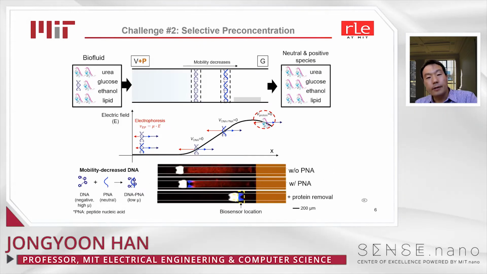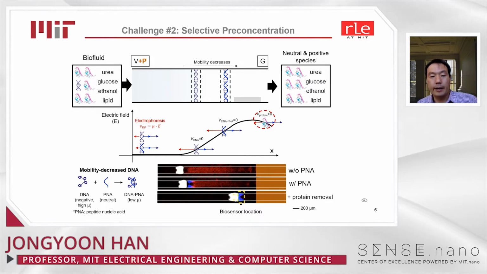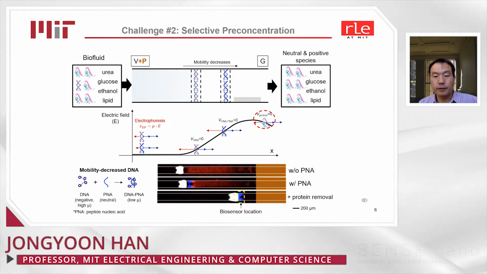The second challenge we were facing is that the typical biofluid we are talking about is really complicated. Not only do you have a target biomarker, you also have all these other molecules that you would rather not have concentrated. So how do we solve this? We came up with a platform where we can selectively concentrate only the target molecular groups while passing all these other background molecules such as serum proteins and other metabolites.